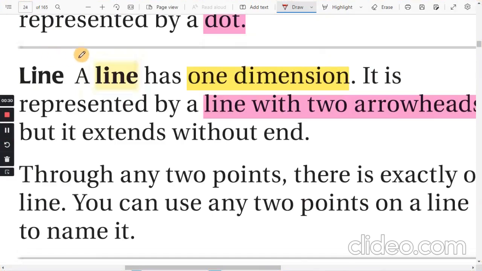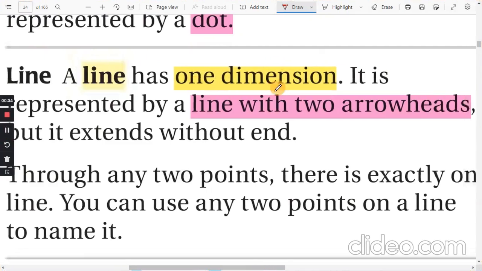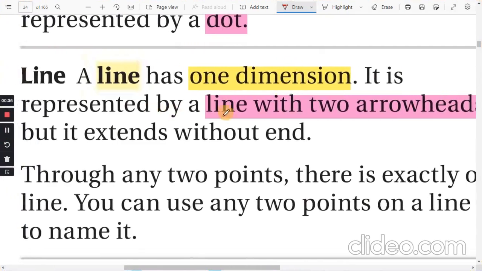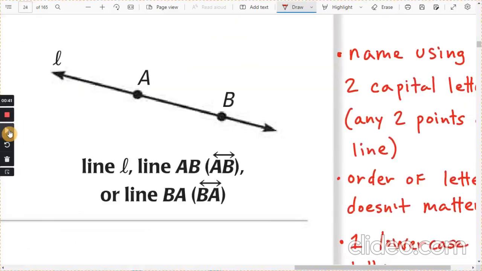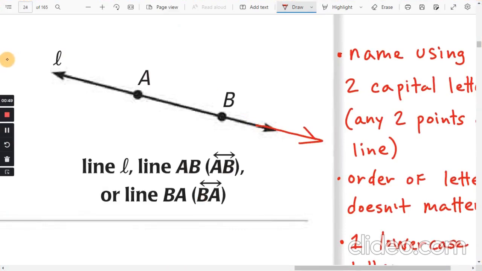Definition of a line: it has one dimension. It is represented by a line with two arrowheads, but it extends without end. So this here is a line. Okay, it extends forever in each direction, so it extends forever going that way, and it extends forever in the opposite direction as well.